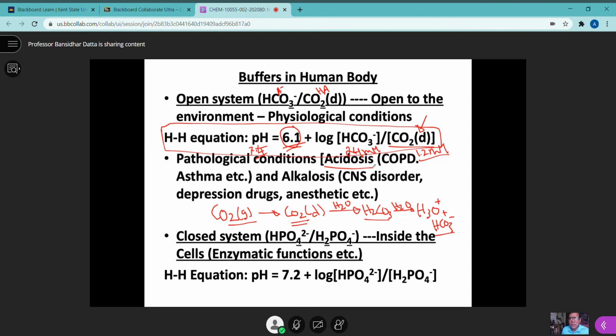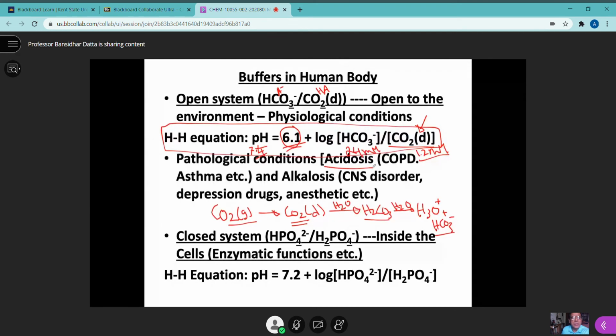What is COPD, by the way? Anyone? Chronic obstructive pulmonary disease.